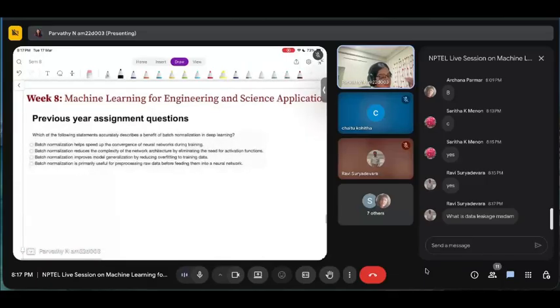Which of the following statements accurately describes a benefit of batch normalization in deep learning? Batch normalization helps speed up the convergence of neural networks during training. Batch normalization reduces the complexity of the network architecture by eliminating the need for activation functions. Batch normalization improves model generalization by reducing overfitting. Batch normalization is primarily useful for pre-processing raw data before feeding it into a neural network.